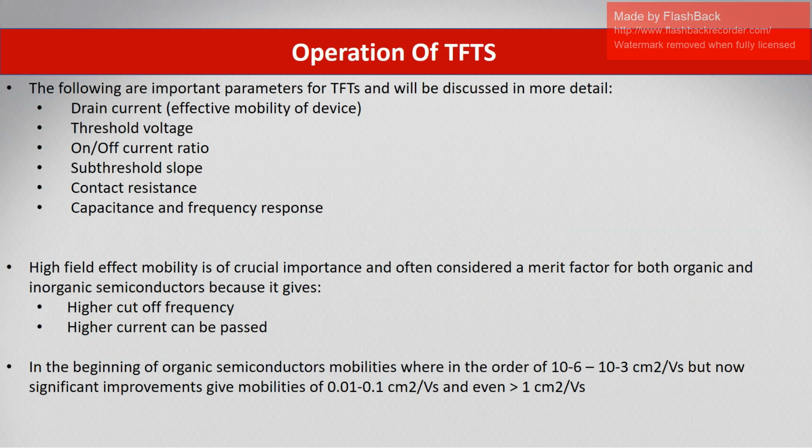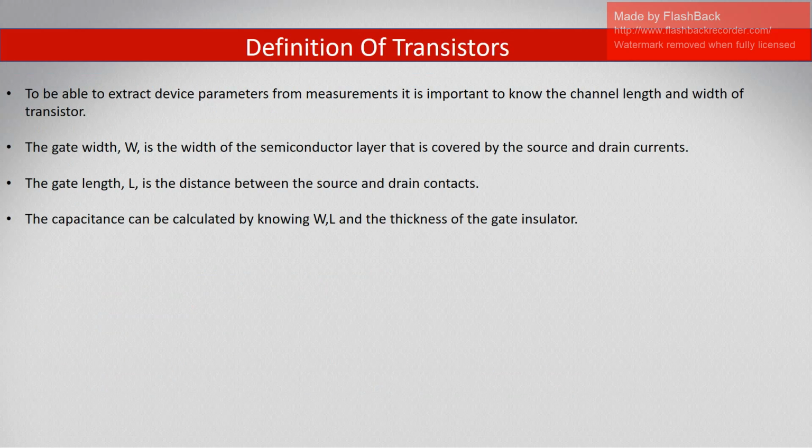There are various operations of the TFTs. The following are basically the parameters for TFTs for consideration. First one is the drain current, and then threshold voltage, on and off current ratio, sub-threshold slope, contact resistance, capacitance, and the frequency response. Along with all these parameters, high field effect mobility also plays an important role because it provides a high cutoff frequency and high current pass through the CNT. So these are the basic terminologies we use in the next slides.